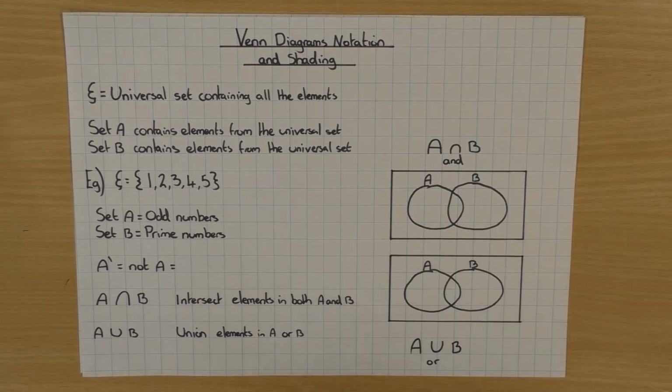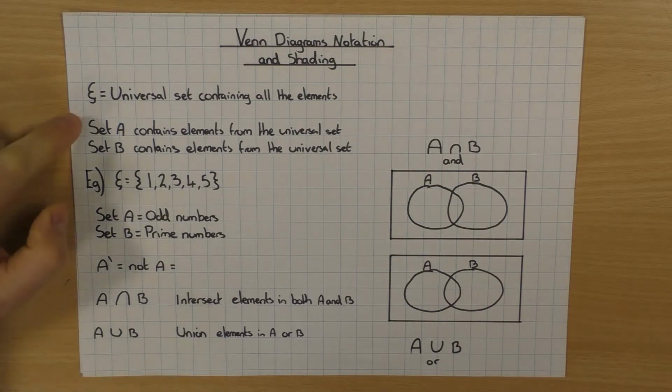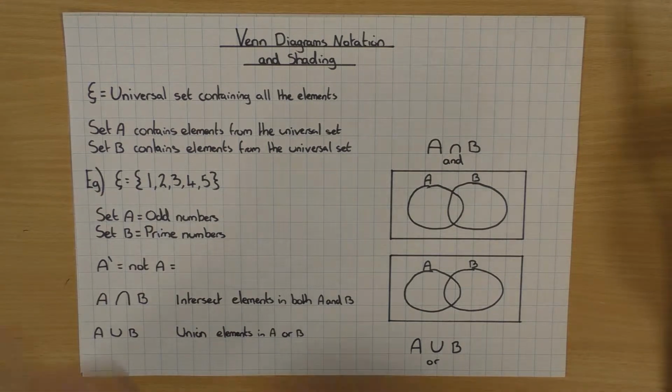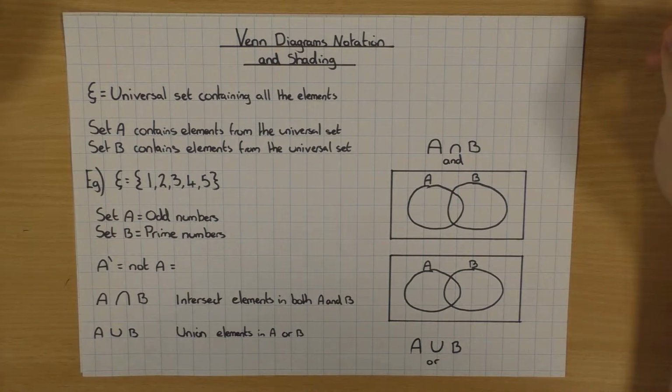Hi guys, in this video we're going to have a look at Venn diagrams, and the sort of notation that goes with it, and also how to shade some of the more complicated options here. Okay, so the first thing to look at is what this symbol here means. It's basically like an E with a little tail on it, and that's just the universal set. So that contains all the elements that you're going to be using in your particular question.